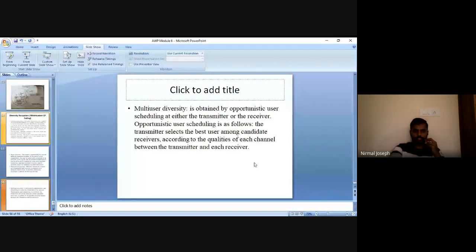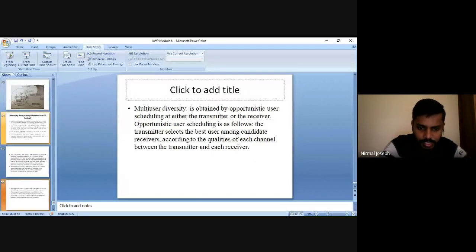That's it. Multi-user diversity is obtained by opportunistic user scheduling at either the transmitter or the receiver. Opportunistic user scheduling is as follows. The transmitter selects the best user among candidate receivers according to the quality of each channel between the transmitter and each receiver. If multiple users are present, that means the transmitter will select which user should be communicated with at which time.